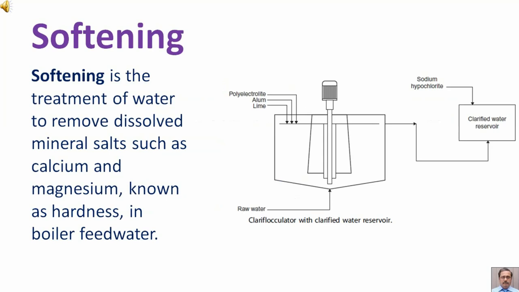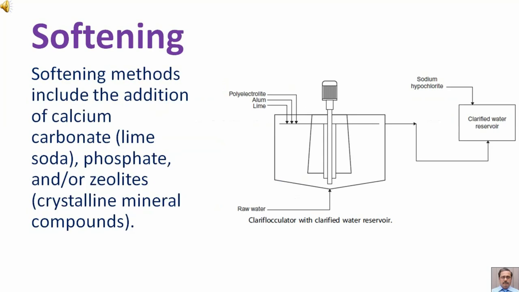Softening is the treatment of water to remove dissolved mineral salts such as calcium and magnesium, known as hardness, in boiler feed water. Softening methods include the addition of calcium carbonate, that is lime soda, phosphate and or zeolites.